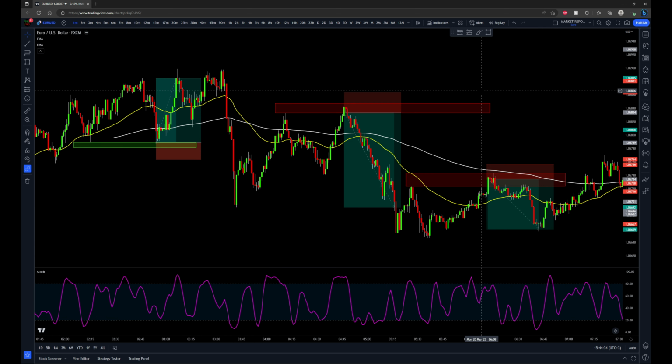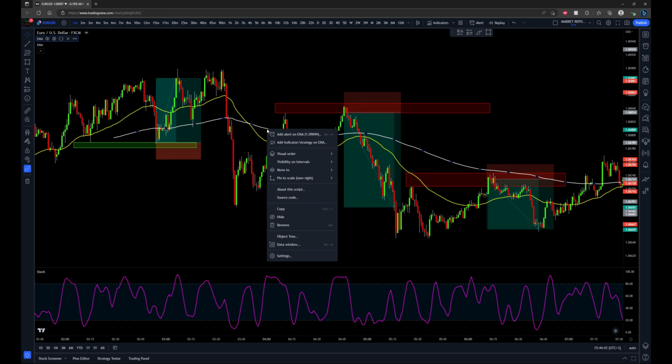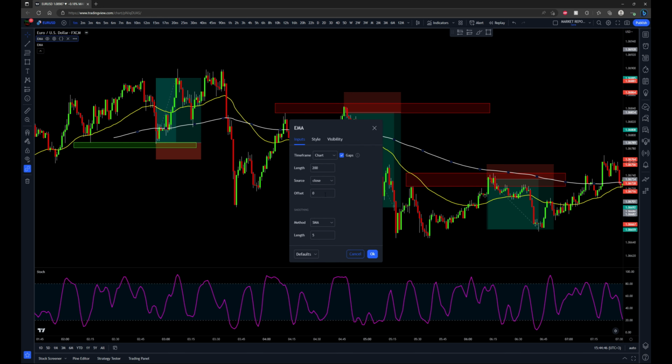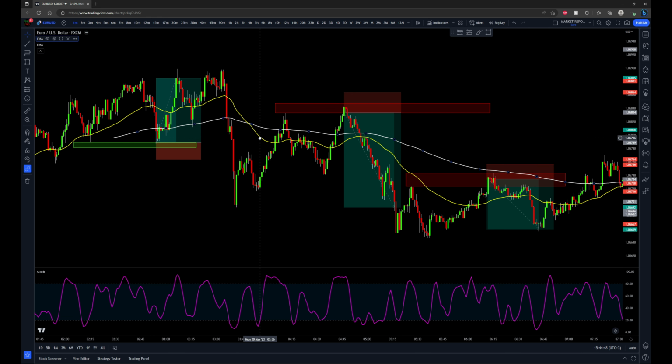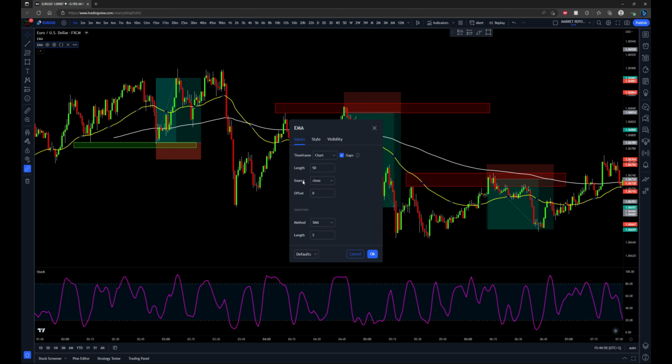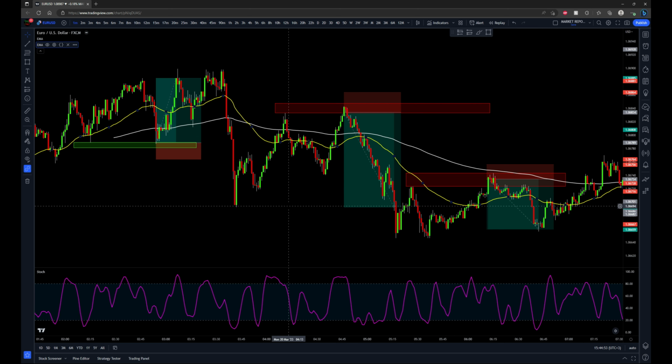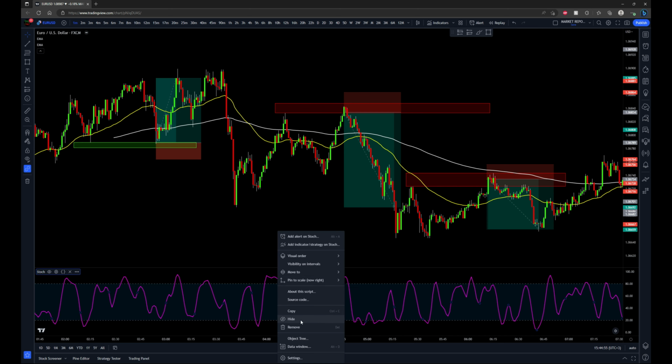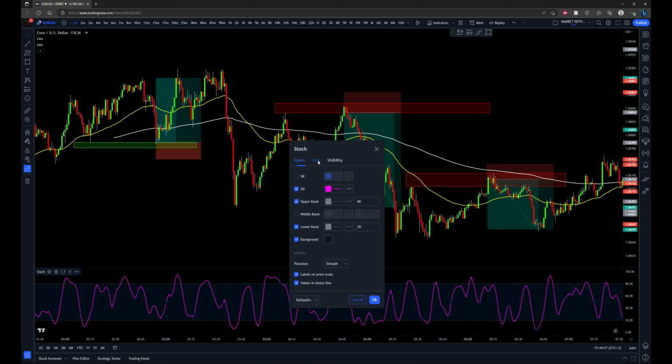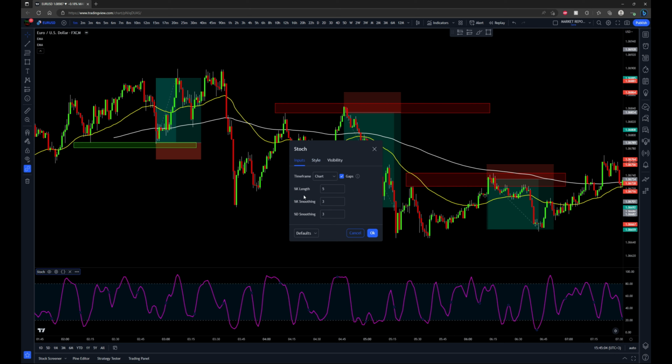All right, so let's start out by covering the indicators that I'm using here for this strategy setup. First, I have two exponential moving averages. There's one in white, which is a 200 period exponential moving average, as you can see here, and one in yellow, which is a 50 period exponential moving average. Next, I have a stochastic, and I have only kept the %D line, the upper band, and the lower band. So the middle band is gone and the K line is gone. These are the settings for the stochastic.